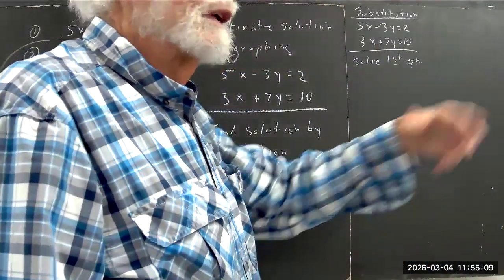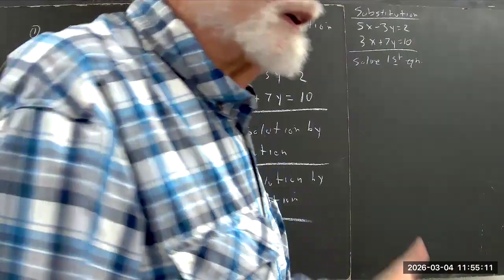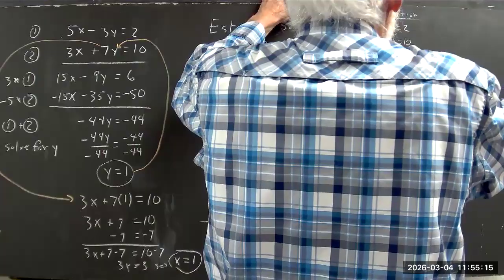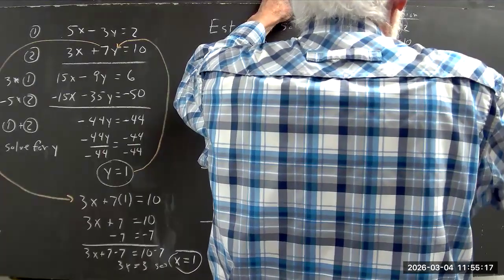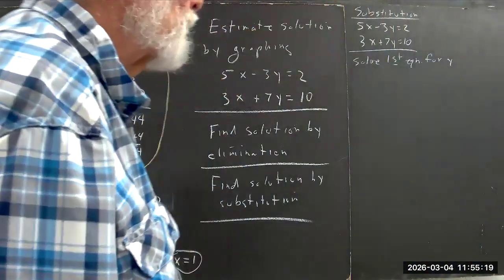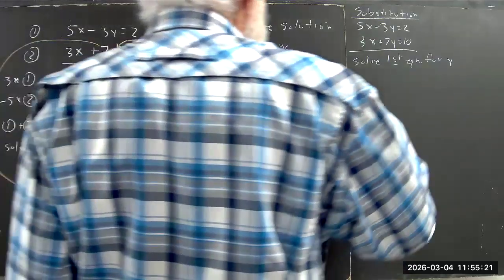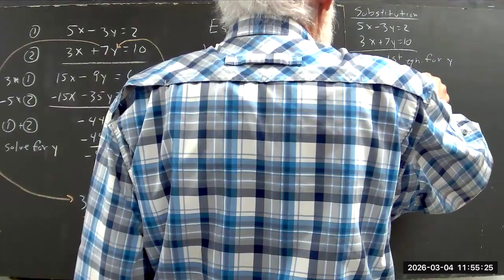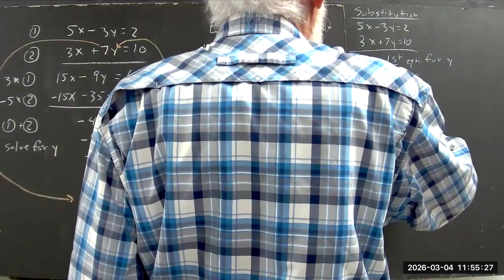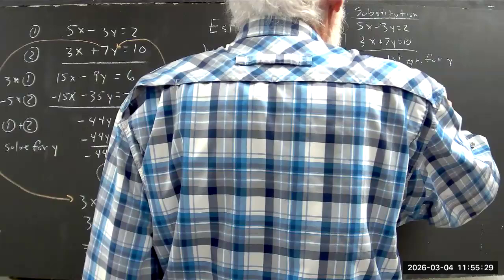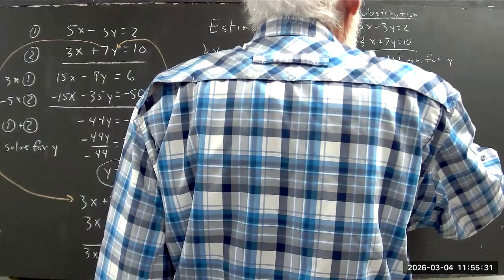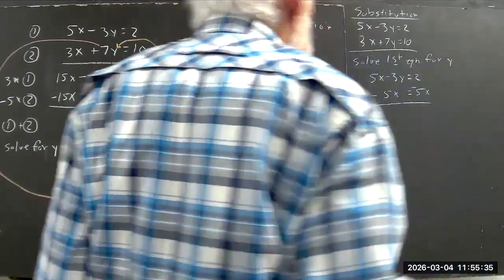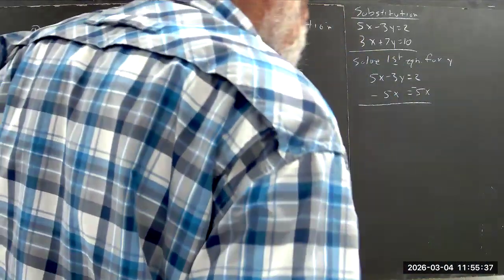And since we're used to y equals mx plus b, a lot of times by default we solve for y. But it really makes no difference in this case. But we're going to solve it for y. So we've got 5x minus 3y equals 2. We're going to add the equation negative 5x equals negative 5x to both sides of the original equation.